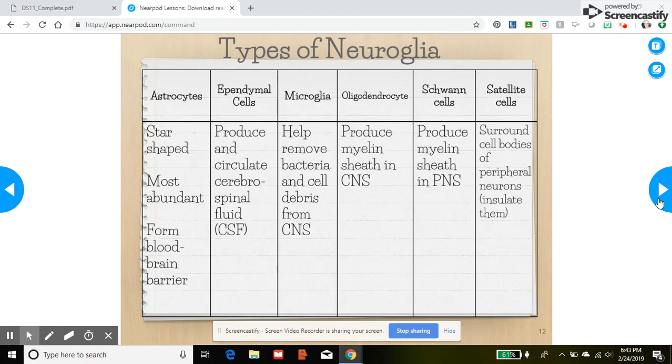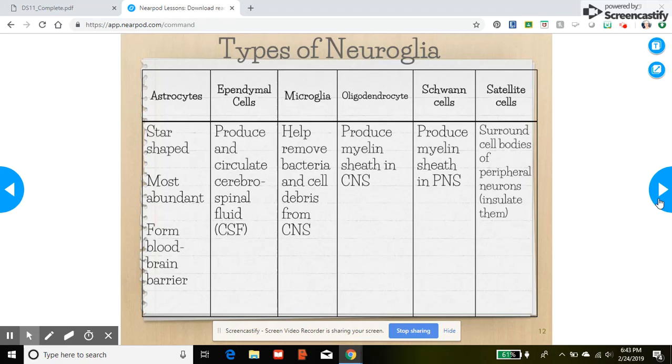Then we have our microglia. These are the cells that act like a white blood cell, a lymphatic component. They help to remove any bacteria that might be there, any cellular debris. That's their main job. Then we have the oligodendrocytes, which we just talked about. Their whole job is to produce that myelin sheath.